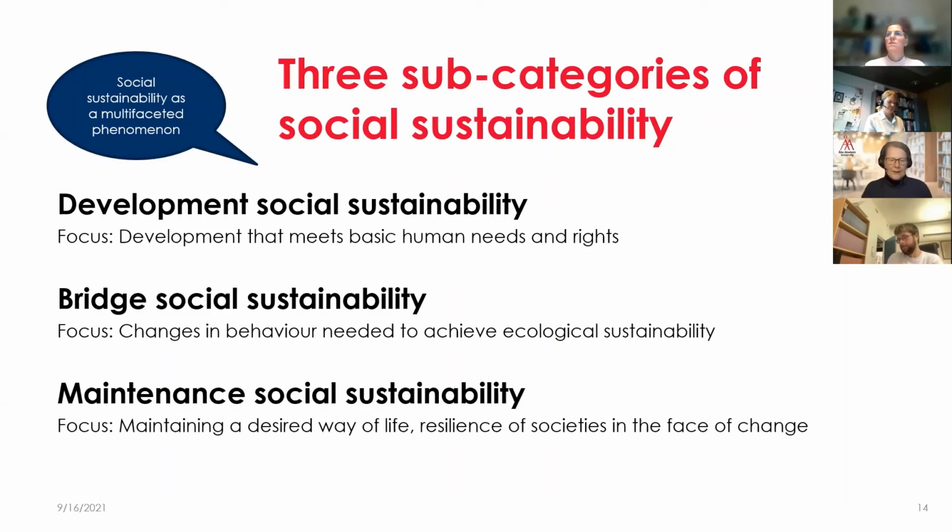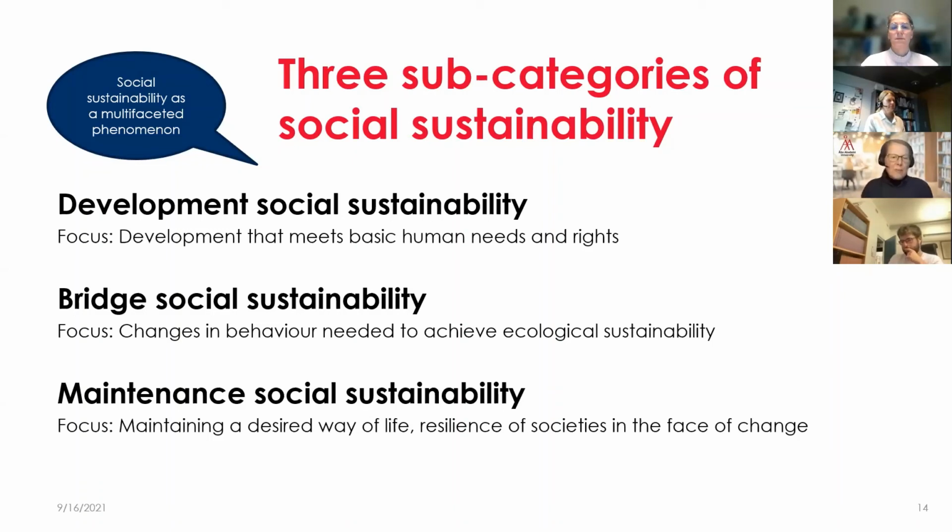Then the bridge social sustainability deals with the gap between our behavior and actions, and those behaviors and actions that would be compatible with ecological sustainability. So the focus here is changes in behavior needed to achieve ecological sustainability, and changes in people's attitudes toward the environment, the gap between what we actually do and what we ought to do.